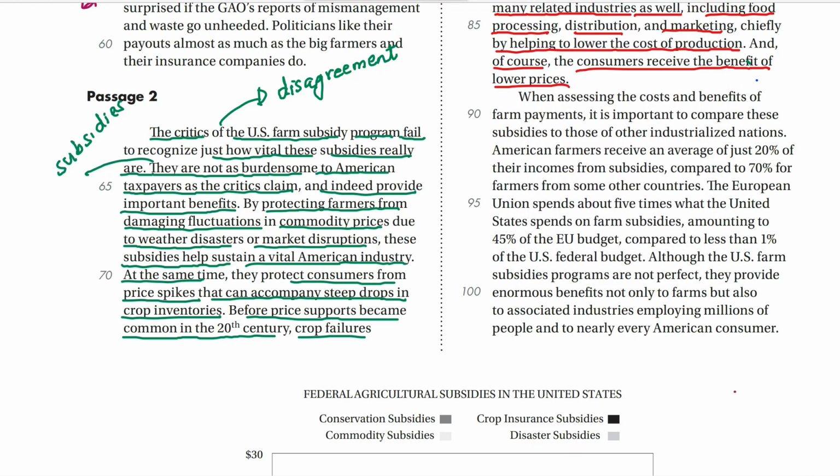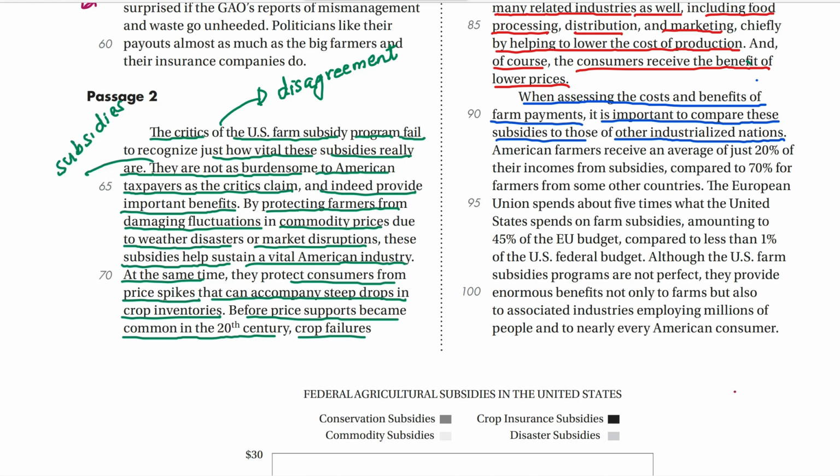When assessing the costs and benefits, when we come to evaluate the costs and benefits of farm payments, farm subsidies, it is important to compare these subsidies to those of other industrialized nations. This is another idea, guys. The other idea, right at the end, he says we won't argue much. In order to evaluate the costs and benefits of the subsidies program, we need to compare these subsidies to those of other industrialized nations.